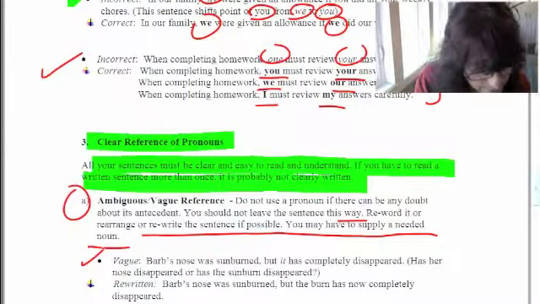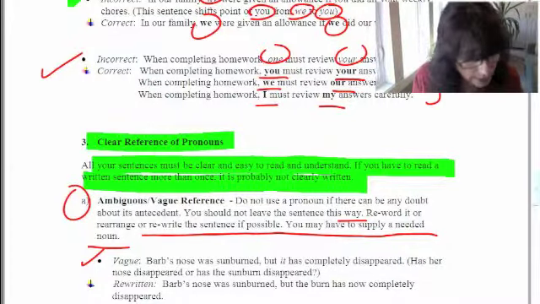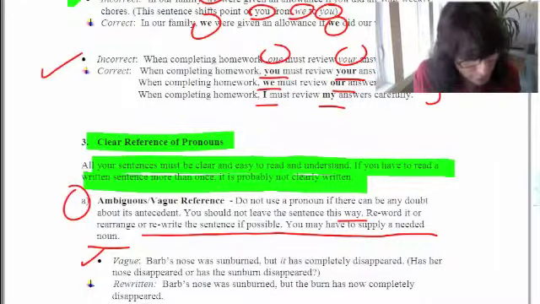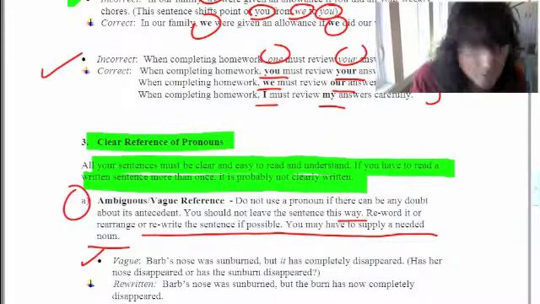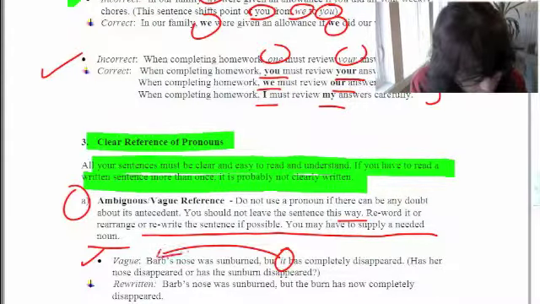So look at these examples. This is vague. Barb's nose was sunburned, but it has completely disappeared. Okay, in this sentence, what's disappeared? It almost sounds like her nose has disappeared. Barb's nose was sunburned because it has completely disappeared. You have no idea what it is referring to, what its antecedent is. Are you referring to Barb? Are you referring to her nose?